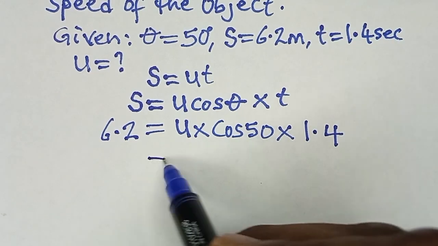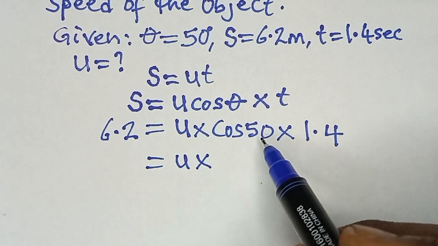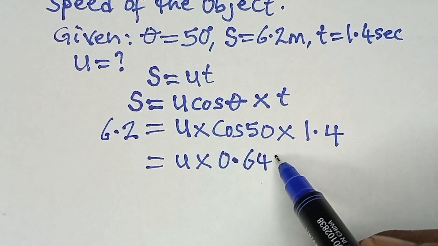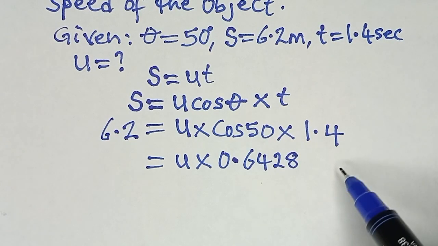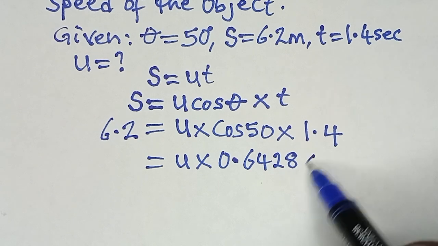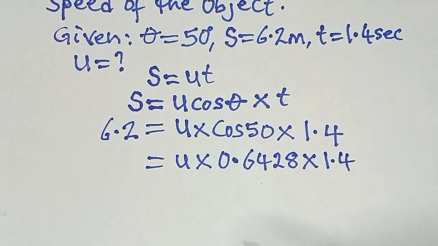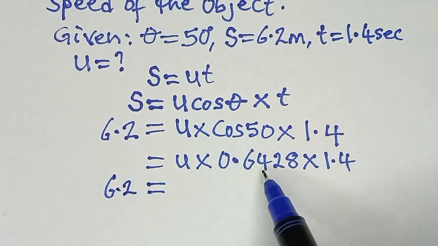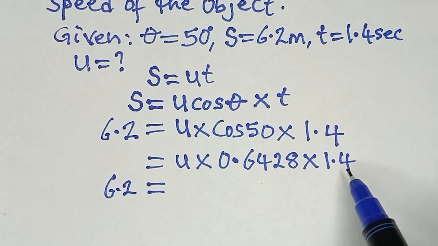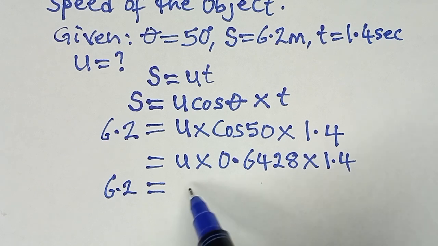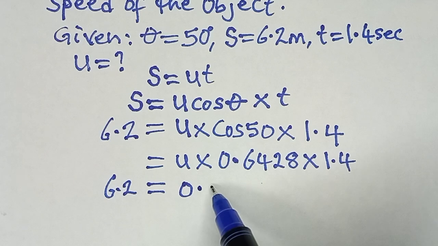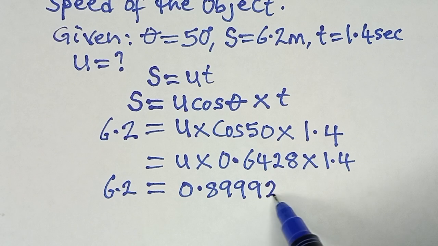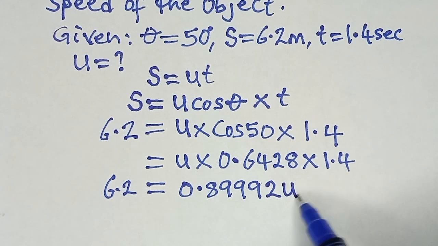So that will result in U multiplied by the cosine of 50, which is 0.6428. From your calculator, you can get this to 4 decimal places and then multiply by 1.4. So by the time we multiply all this, we have our 6.2 here. 0.6428 multiplied by 1.4 is going to give us 0.89992. And then multiply by U, we'll write U there.